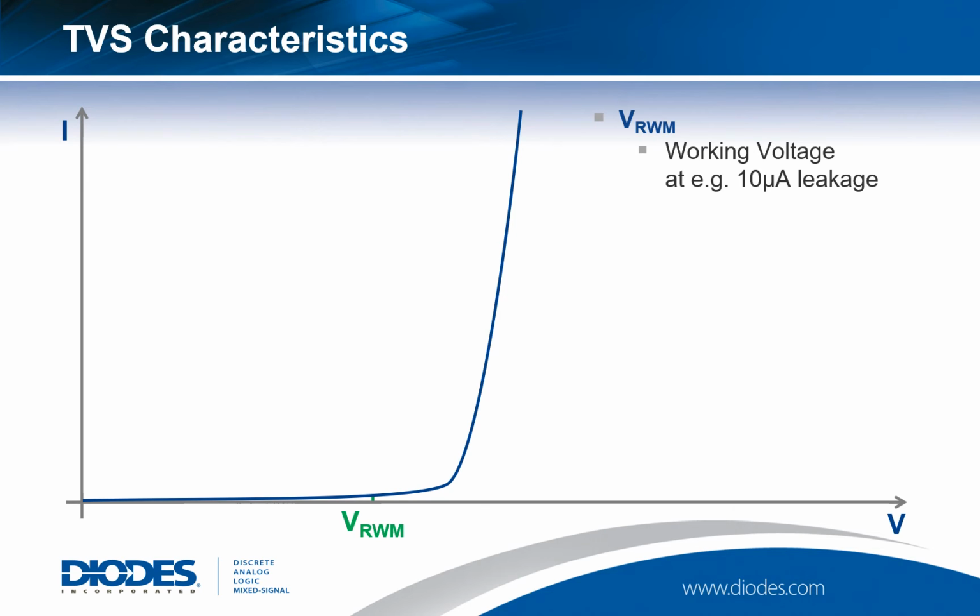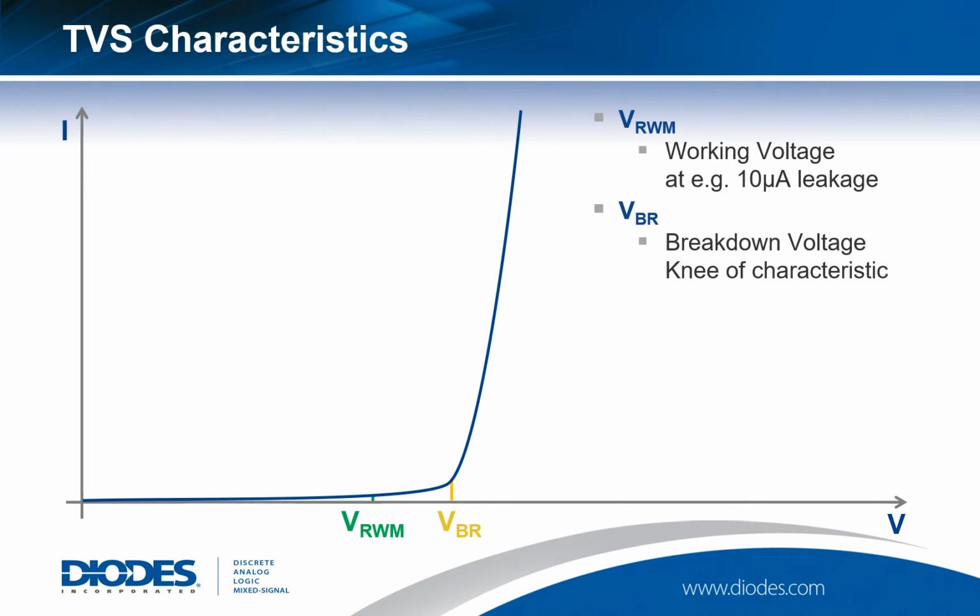This is the headline figure for a TVS device. This is the voltage that you see in the part number or as the first figure on the datasheet. And what this actually means is that this is the voltage at which the device is guaranteed not to leak more than a certain amount of current. And it will be specified in the datasheet what that current is. It might be 100 microamps, it might be 10, it might be 1 microamp, but a small figure.